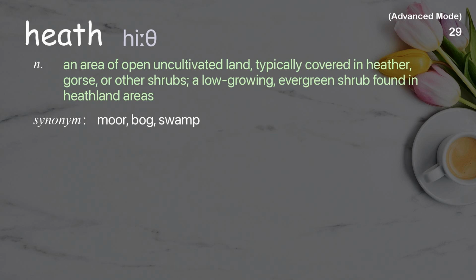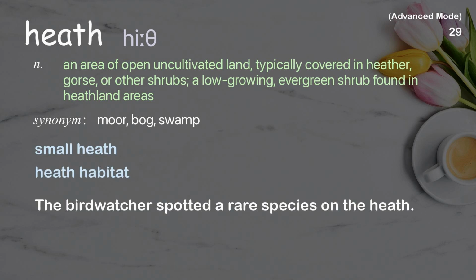Heath. An area of open uncultivated land, typically covered in heather, gorse, or other shrubs, a low-growing, evergreen shrub found in heathland areas. Examples: Small heath. Heath habitat. The birdwatcher spotted a rare species on the heath.